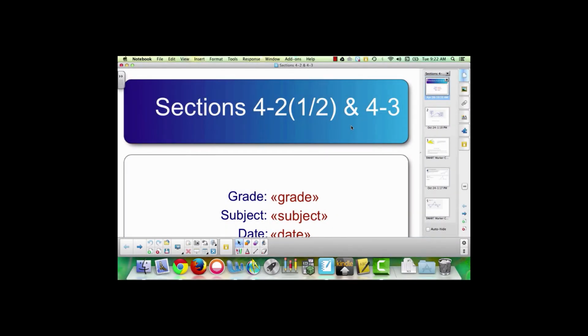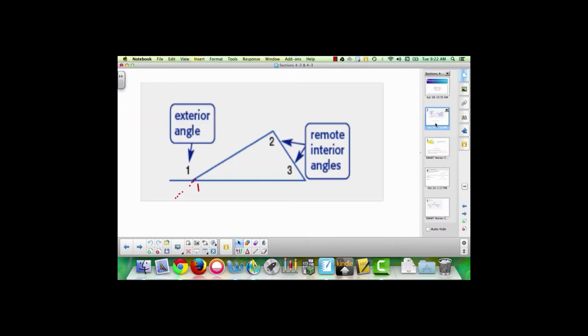Today we are going to finish section 4.2 and also do section 4.3. We're going to talk about exterior angles for triangles and their remote interior angles. When you have a triangle and you extend one of the sides, you create an exterior angle. In this example, angle 1 is an exterior angle.